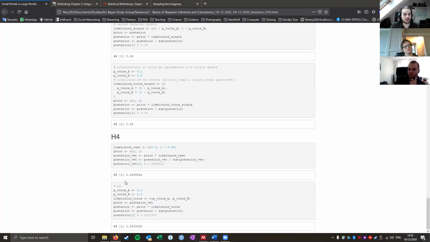And for this, we can just do the whole thing. So I assumed they wanted us to default to just the first birth was twins instead of twins followed by singletons. So I just went with, we have 10% twins for A, 20% twins for B. We put that in a likelihood. Our prior is now the posterior vector from the veterinarian. So this is that 70% rate for species A. We calculate prior, which we obtained from the veterinarian test, times the likelihood of the twins. We divide the posterior by the sum of the posterior. We look at the first value.